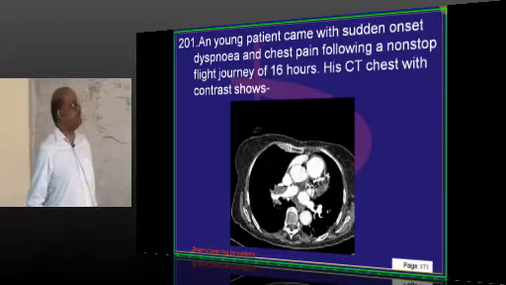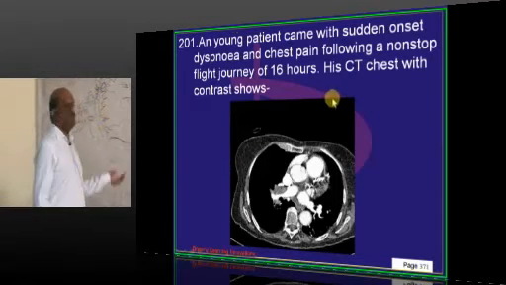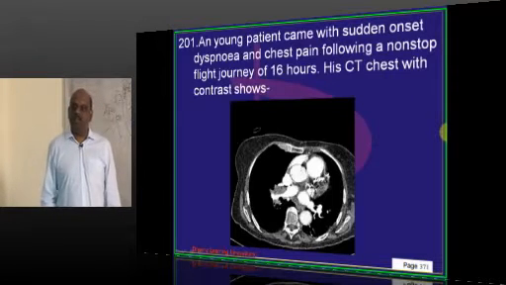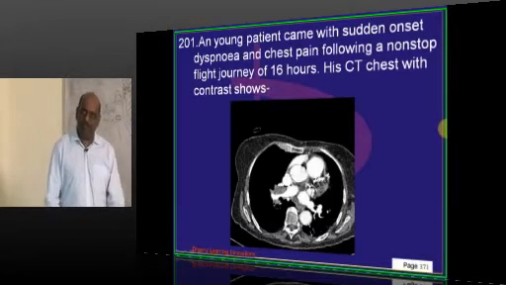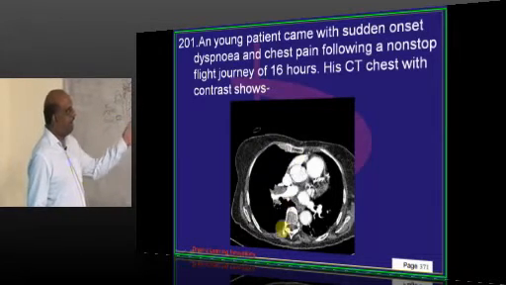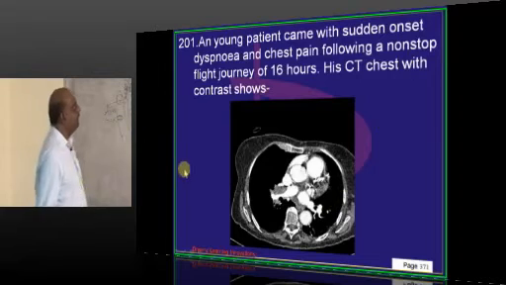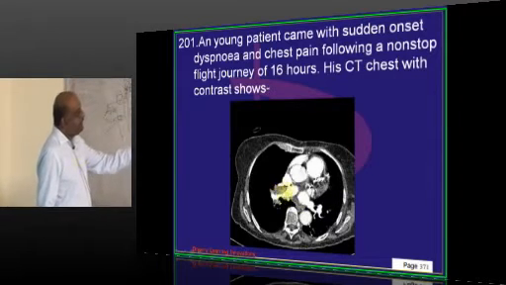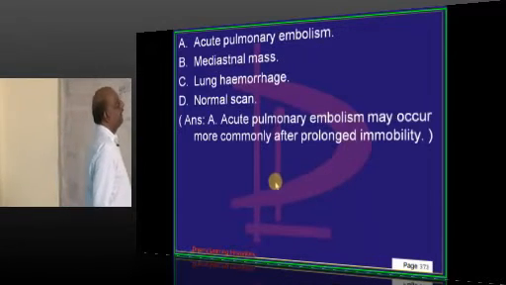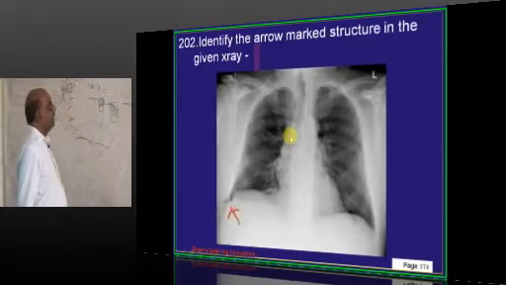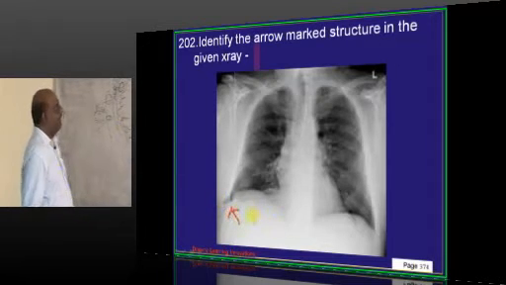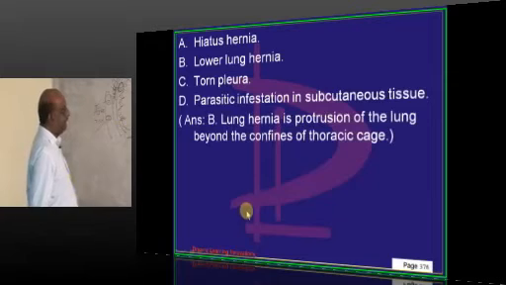A young patient with sudden onset of dyspnea and chest pain with a non-stop flight journey of 16 hours. So a non-stop flight journey also is a predisposing factor for deep vein thrombosis with pulmonary embolism. So his chest CT contrast is being shown here. You can see the presence of the vessel occluded by the thrombus, which is classical of pulmonary embolism. Now here you see the herniation of the lung, which is the classical radiograph of the herniated lung.